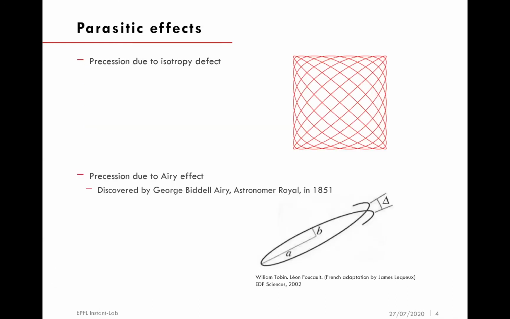The rotation of the Earth is not the only effect acting on the oscillator. There are two main parasitic effects which can easily mask the rotation of the Earth. The first is the isotropy defect, which is due to errors in the symmetry of the mechanism and appear during manufacturing and assembly. This defect causes initially linear orbits to degenerate into Lissajous figures.